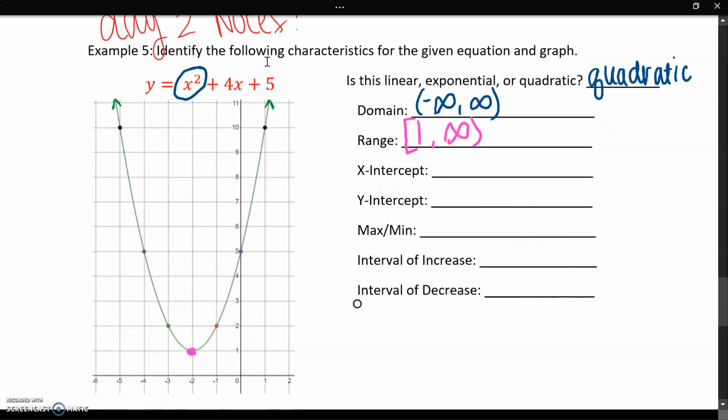Since my graph is above the x-axis, I will not have any x-intercepts. But I will have a y-intercept at 0, 5. Since my vertex is at the bottom of my graph, it is going to be considered a minimum.